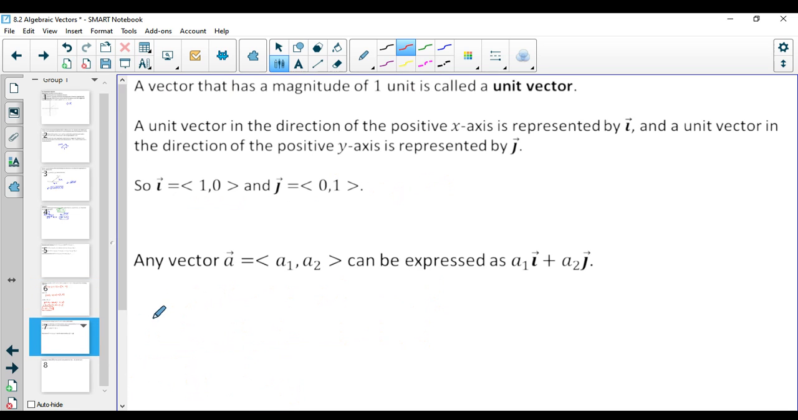Okay, and the last thing to shove in your brain: a vector that has a magnitude of 1 is called a unit vector. A unit vector in the x direction is represented by i, and a unit vector in the y direction is represented by j. So i is 1 in the x direction and j is 1 in the y direction. So i is just going to the right one, j is going up one.